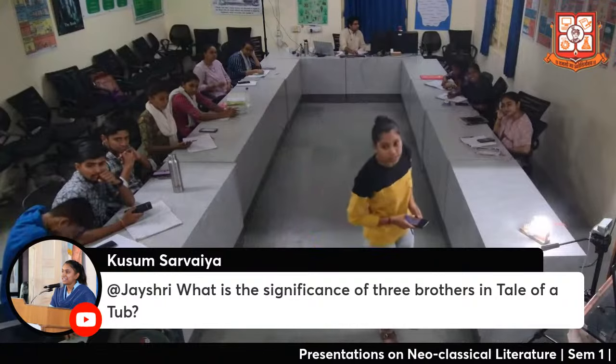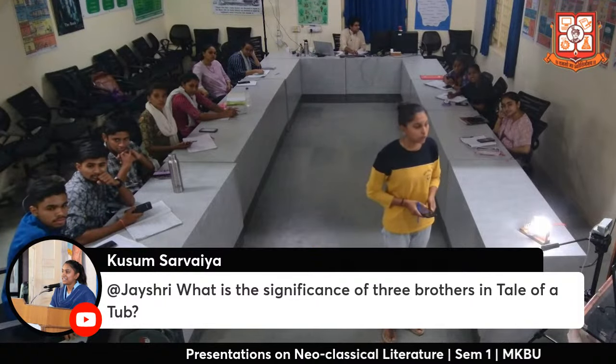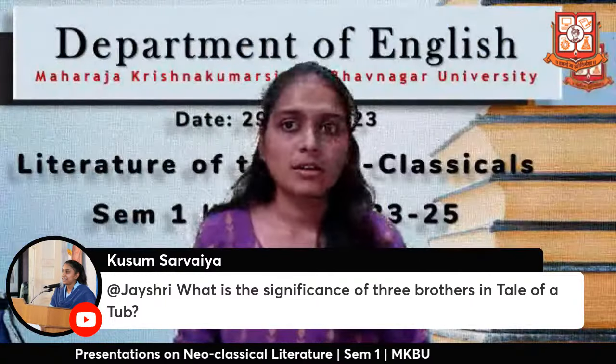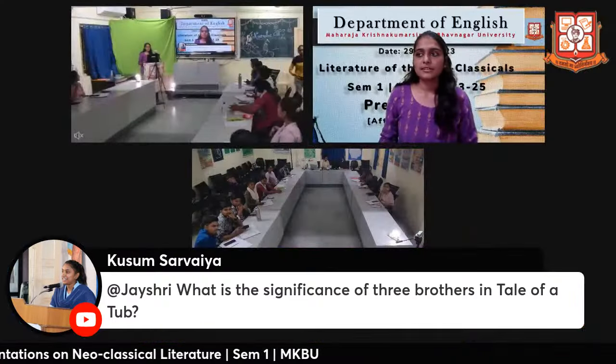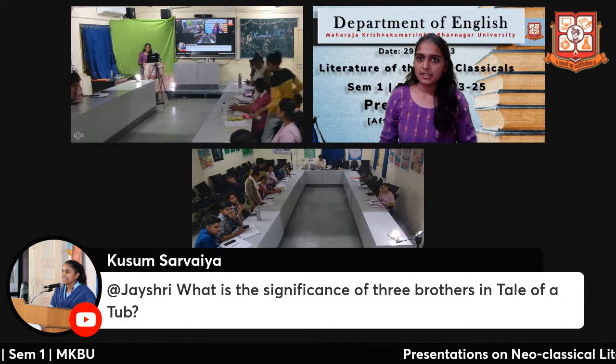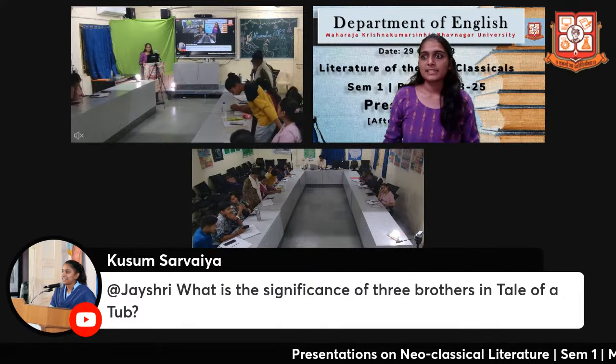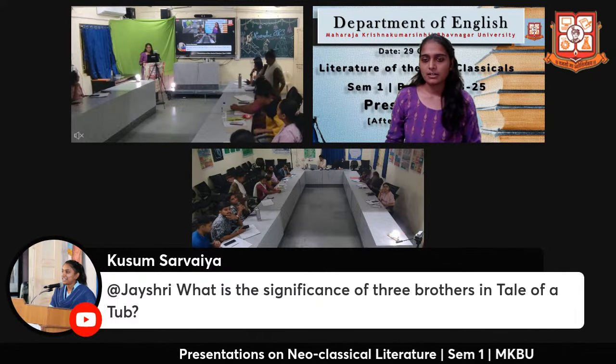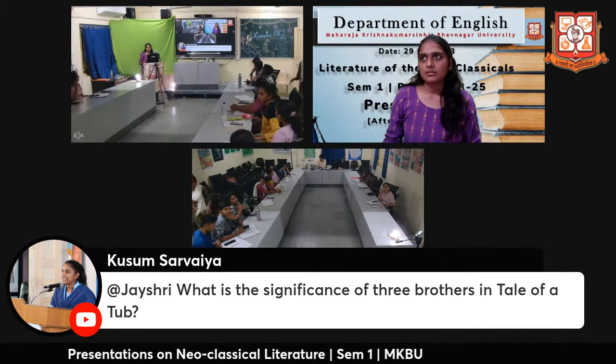What is the significance of three brothers in A Tale of a Tub? In A Tale of a Tub, we can find Peter, Martin, and Jack. Peter represents the Roman Catholic Church. Martin represents the Protestant Church, and Jack represents the other.